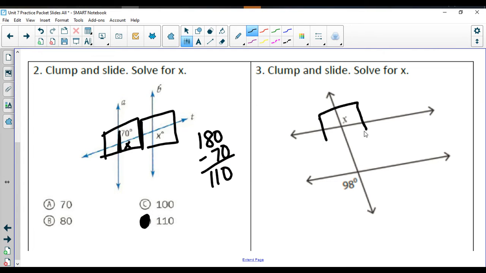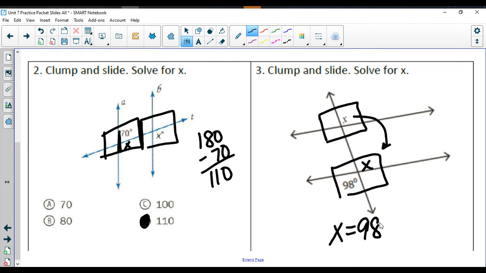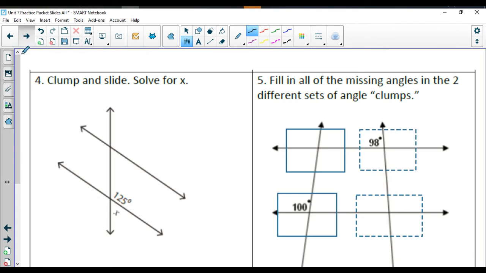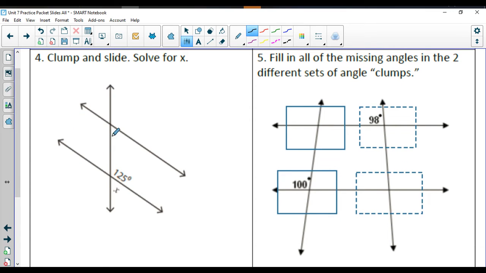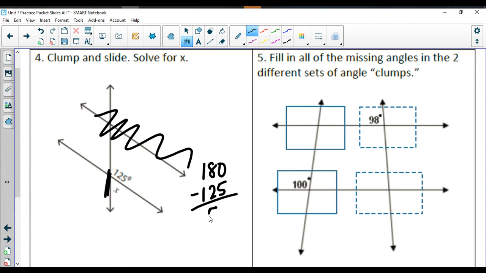Clump and slide, solve for X. If I'm right here, sliding my X down, it's going to go right here, and since they are across from each other, they're vertical, so X is going to be equal to 98 degrees here. For question number 4, I don't even need to clump and slide because it's only in one clump. They are, in fact, a linear pair, so I'm doing 180 minus 125, and that's going to give me 55 degrees for X then.